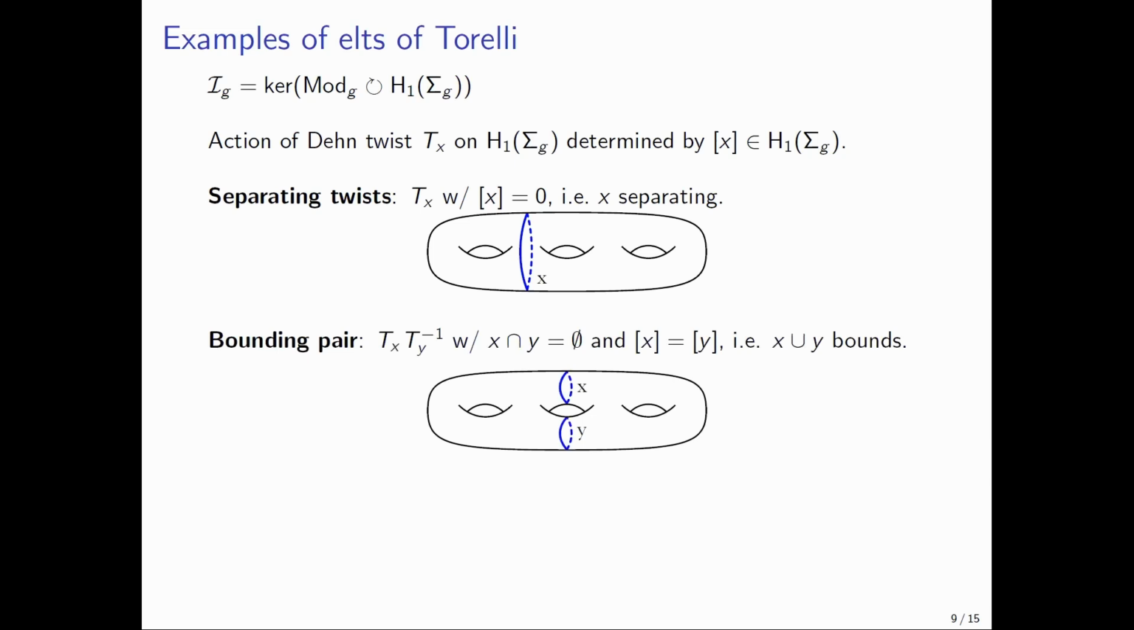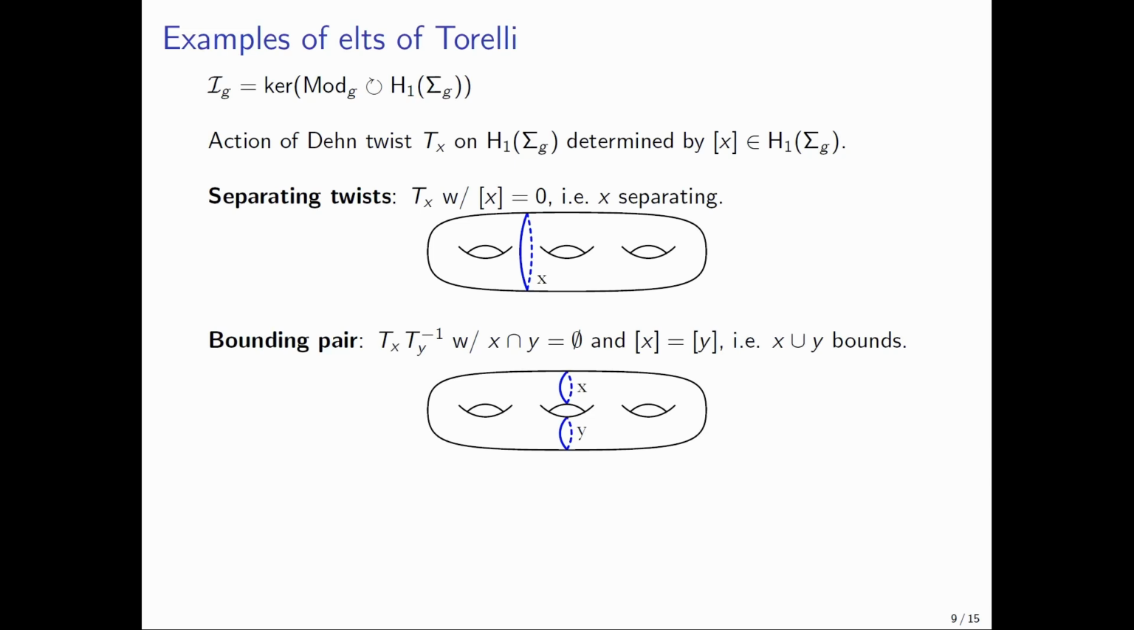Another thing you can do, let's say you have two curves X and Y such that with some orientations they are the same homology class, and they're disjoint. So here's an example, X and Y. These are non-zero homology classes because they're non-separating curves, but they're the same homology class because they co-bound a subsurface, right? So their union is a boundary with appropriate orientations.